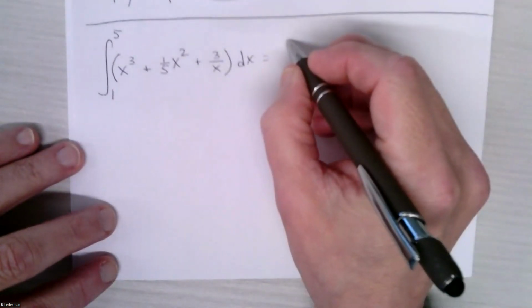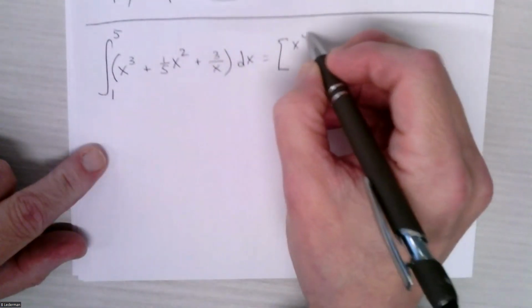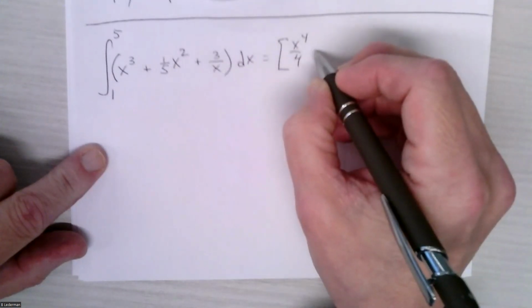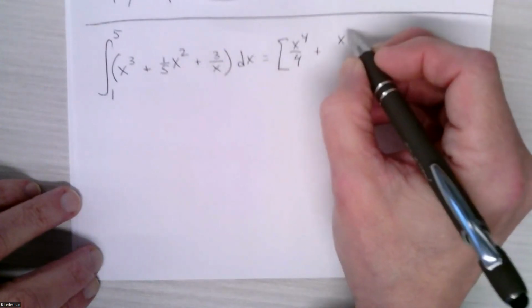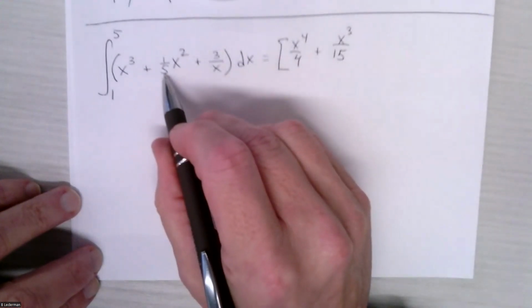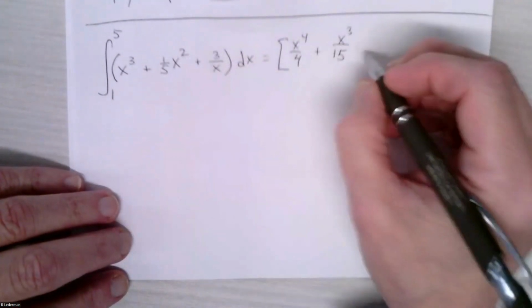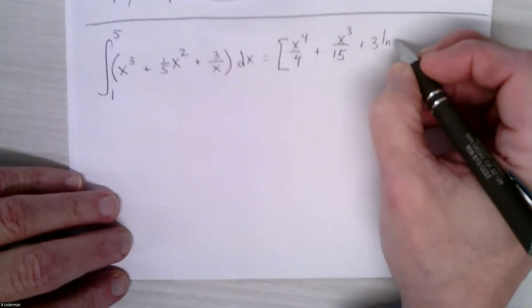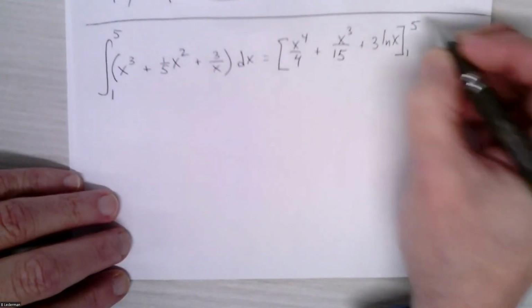Well, first we take the antiderivative. So the antiderivative of x cubed is going to be x to the 4th over 4. The antiderivative of x squared is x cubed over 3, but I have the 1/5, so this is actually going to be x cubed over 15, because 15 is the 5 times the 3. And this one is going to be plus 3 ln x. That's evaluated between 1 and 5.